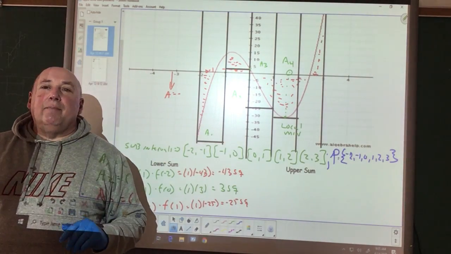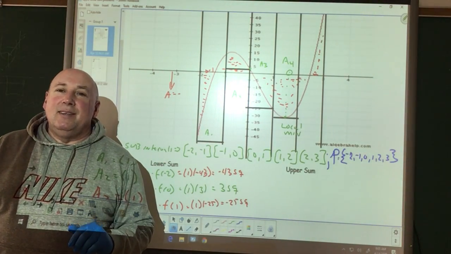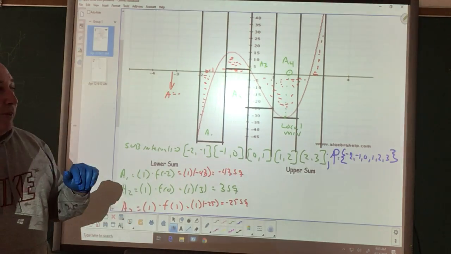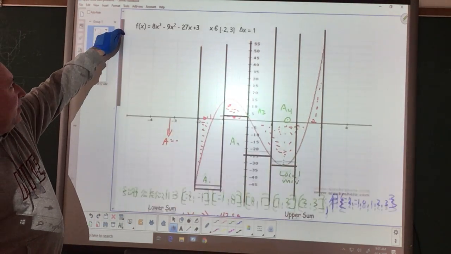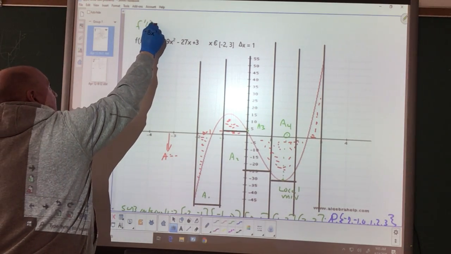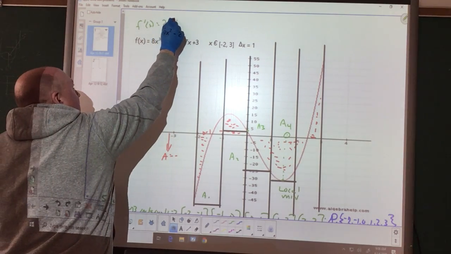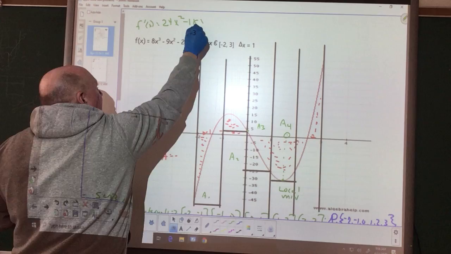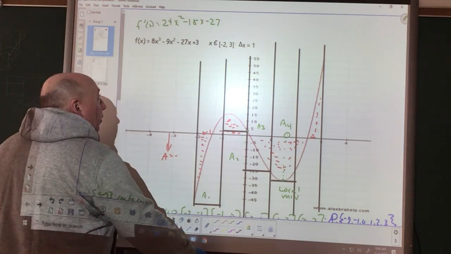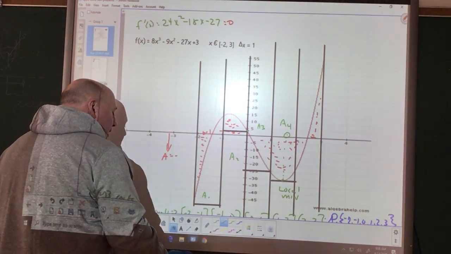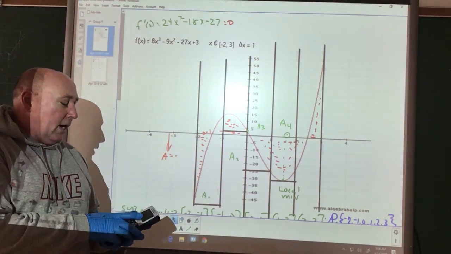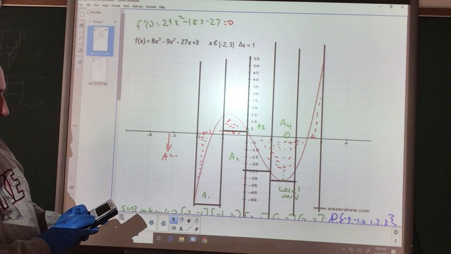Well, how do I find my x value at that local minimum? That's exactly right. That is a critical point. So I had to take a look at my derivative. So if I have my function here, I have my derivative, which is 24x squared minus 18x minus 27. That is my derivative. In my critical point, we have to set this equal to the value of 0. And what I would suggest you do is find your quadratic formula in your calculator and solve it that way.